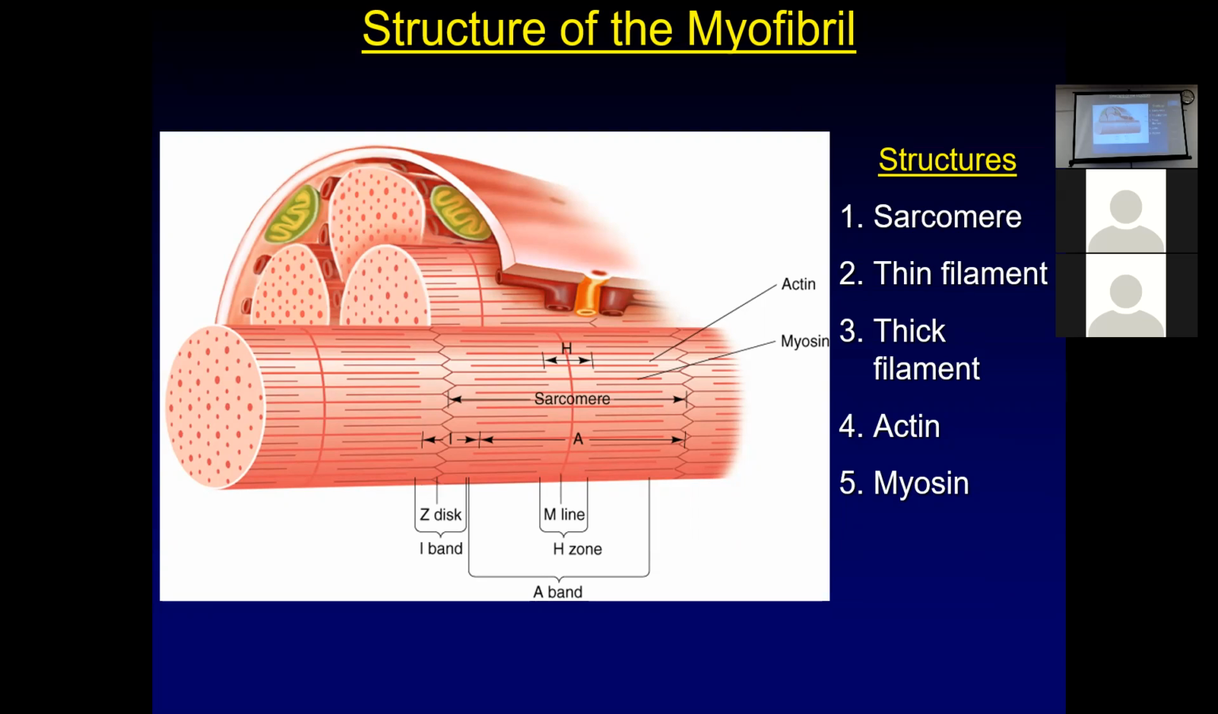Inside the sarcomere, there are filaments, kind of strings, if you will, that are made up of proteins. We call those filaments either a thick filament or a thin filament, based upon what they look like under a microscope. Each kind of filament in a sarcomere is made up of a different protein. Thick filaments are made up of myosin, and thin filaments are made up of a protein called actin.